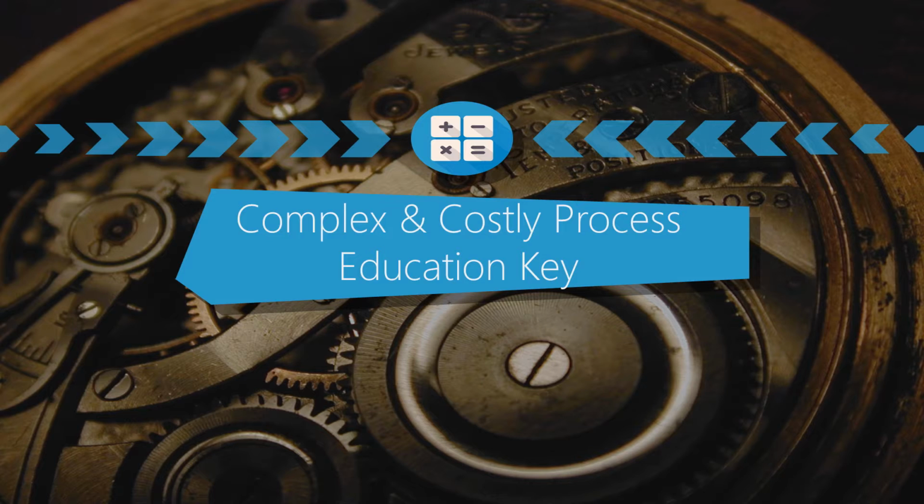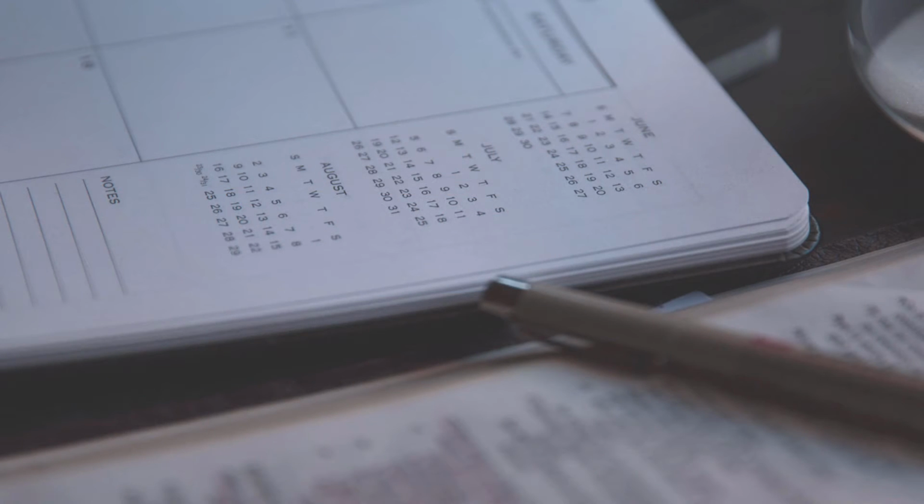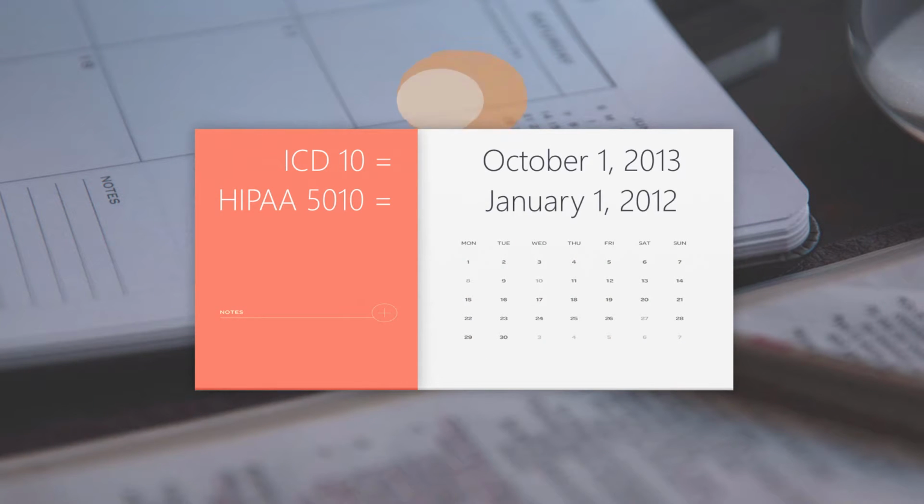Those codes have to be in place by when? For the ICD-10 conversion, that has to be October 1st, 2013. For the HIPAA 5010 electronic transaction capability, that has to be in place by January 1st, 2012.